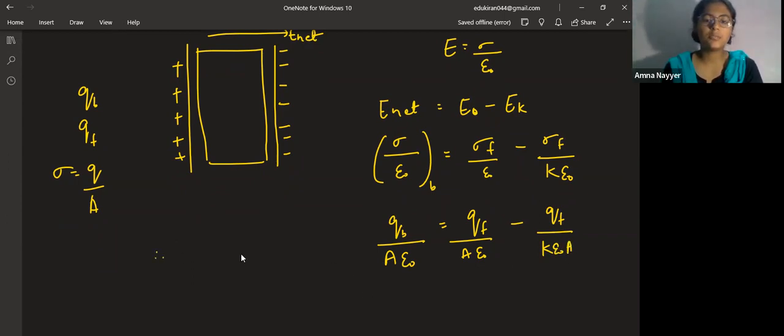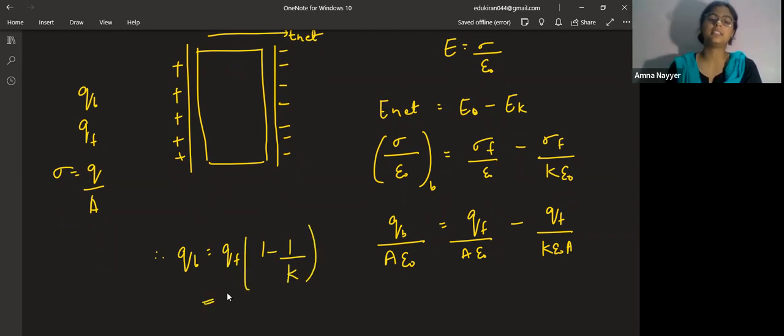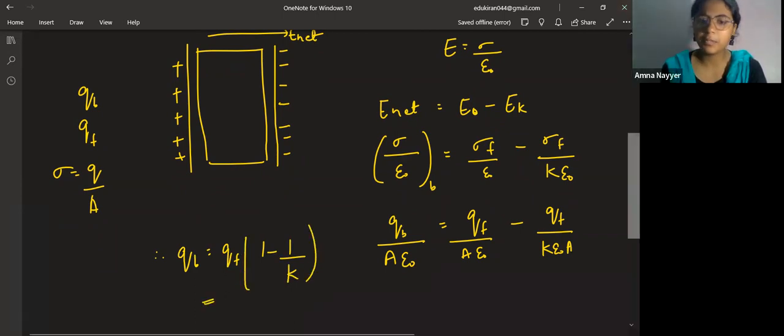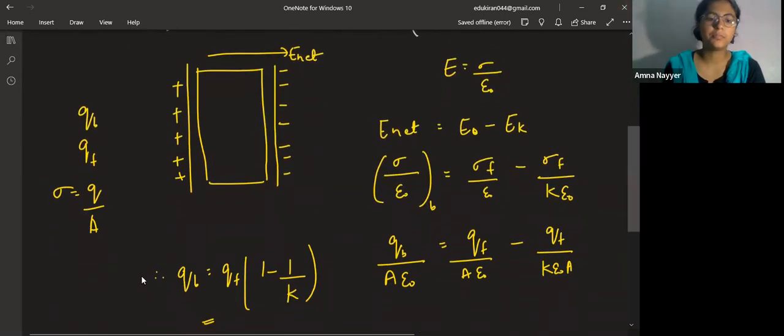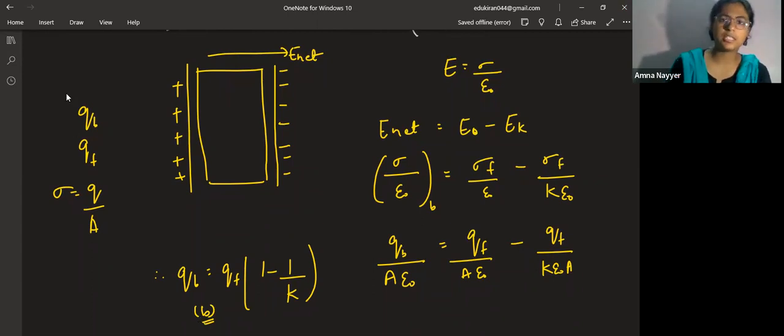So similarly, what will you get? Area epsilon naught, this will get cancelled. QB will be equal to QF into 1 minus 1 by K. That's it. So which option was this? B, I think. So option B is the correct option. Note it down, then I'll share some more questions.